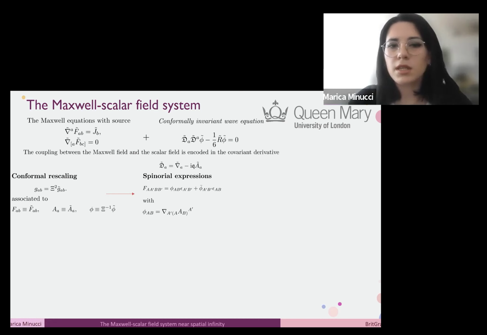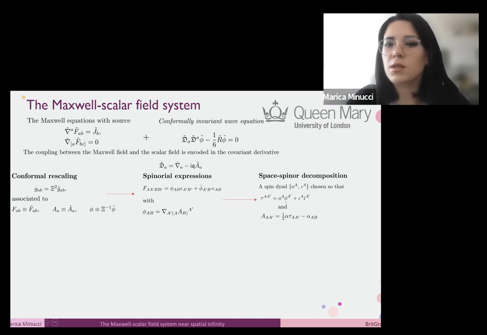To exploit the symmetry properties of our problem, we introduce a space-spinor decomposition. This means we have a spin dyad here, and we introduce a time-like spinor, which is the spinorial counterpart of a time-like vector tangent to the curves. And then we can decompose all the quantities using this object. In particular, as you can see here, we have the gauge potential.